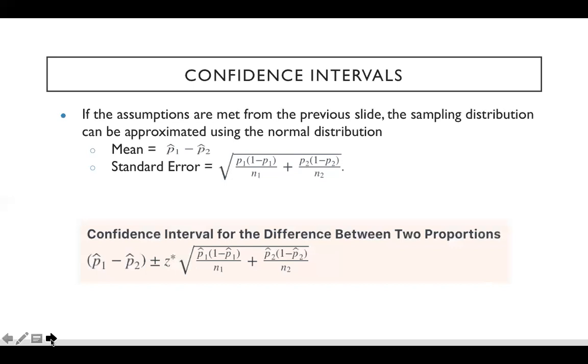It would have a mean of p hat 1 minus p hat 2. And then your standard error, it's pretty lengthy, but I'll read it out. Square root of p1 times 1 minus p1 over n1, and then you add that to p2 times 1 minus p2 over n2. Once you add those two numbers together, you'll take the square root. After that, it's pretty much the same. You calculate your confidence interval by taking the difference between the p hats, which will be your sample statistic, and adding and subtracting the z star multiplier times your standard error.